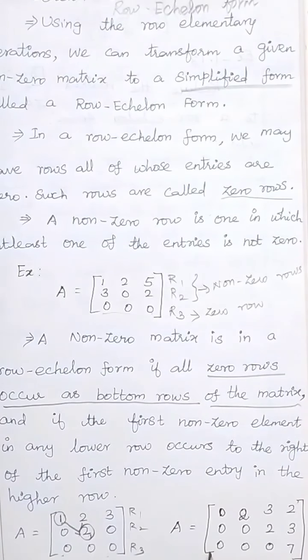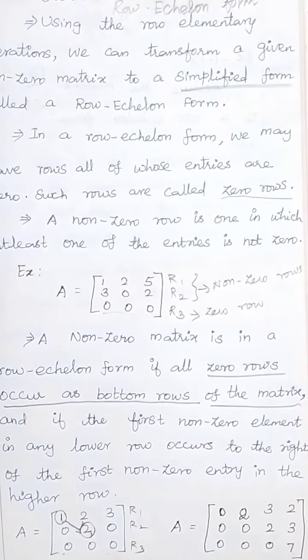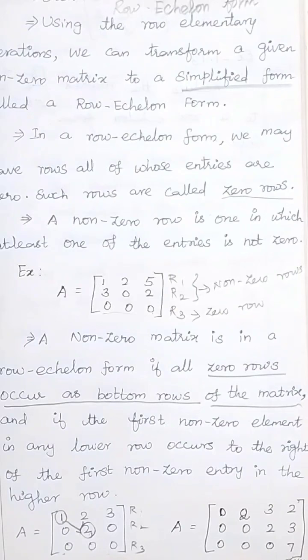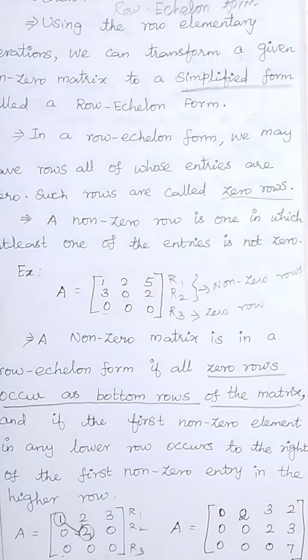Next, you consider one more example. A equal to 0 2 3 2, 0 0 2 3, 0 0 0 7. Here 3 rows and 4 columns are given. So the order of this matrix is 3 by 4. Here you check whether any of the rows is a zero row. No, here a zero row is not given. All rows are non-zero rows, right?